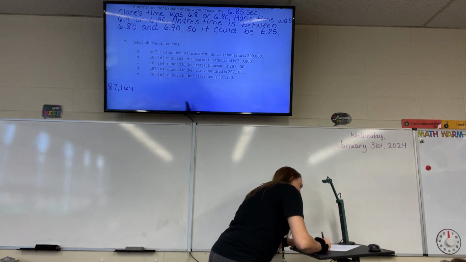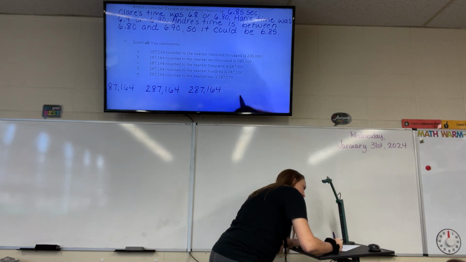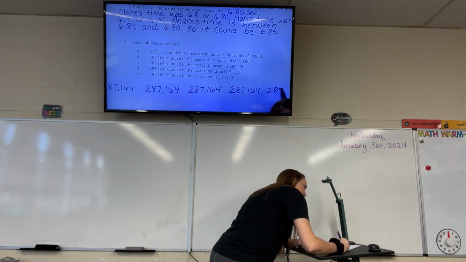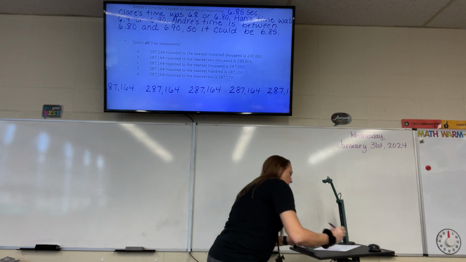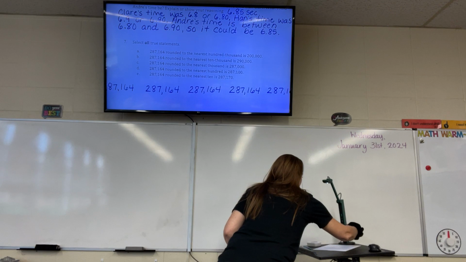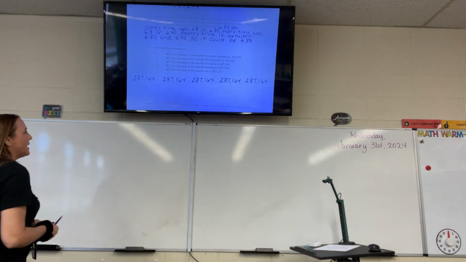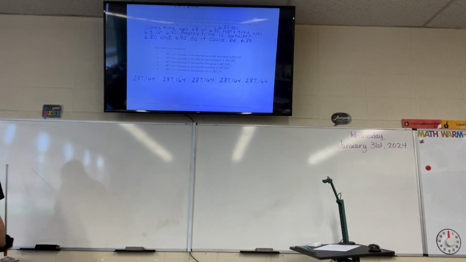287,164 and leave a space, 287,164, then a space, 287,164, then a space, 287,164, and then a space, 287,164. Okay? And I'll zoom out. So I have written that number five times because there's five different problems we need to do.